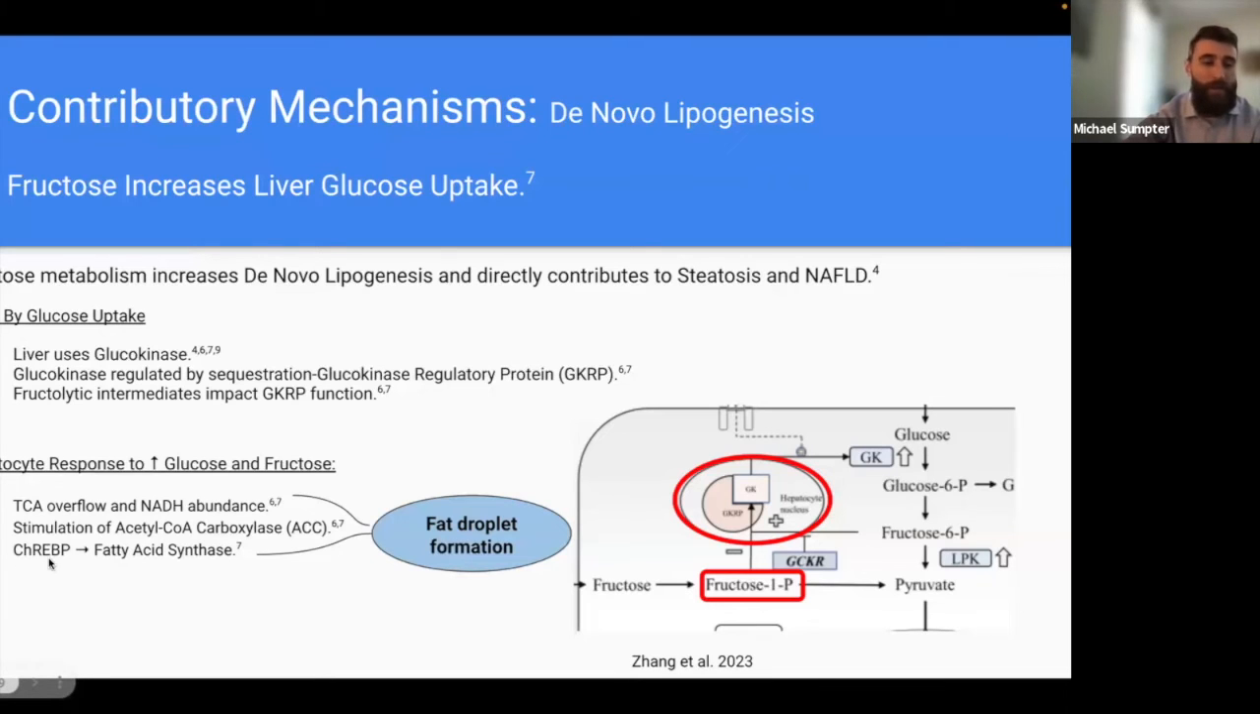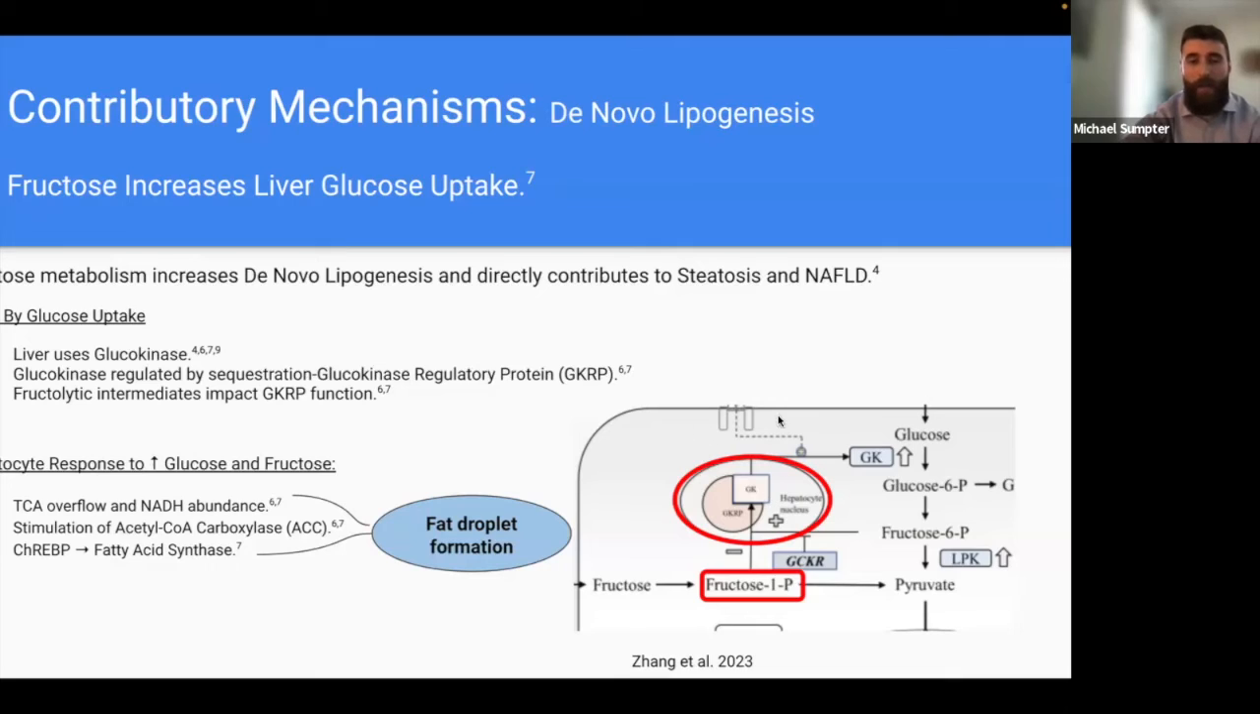Then we'll also get stimulation of something that's called carbohydrate response element binding protein, which is thought to have some role in stimulating the transcription of fatty acid synthase proteins. And this is specifically going to be acted on and stimulated by fructolytic intermediates. And now all three of these will directly contribute to fat droplet formation and the progression of steatosis within the hepatocytes.